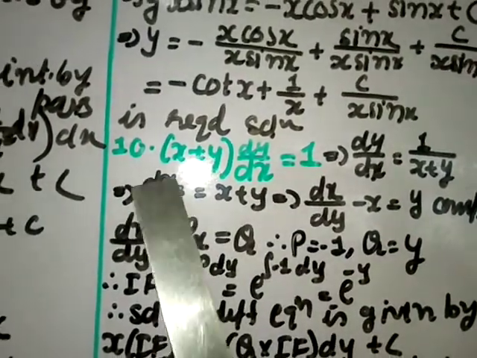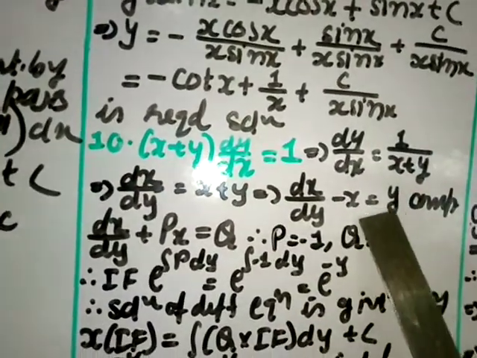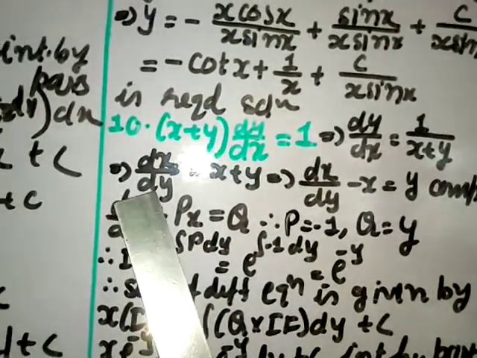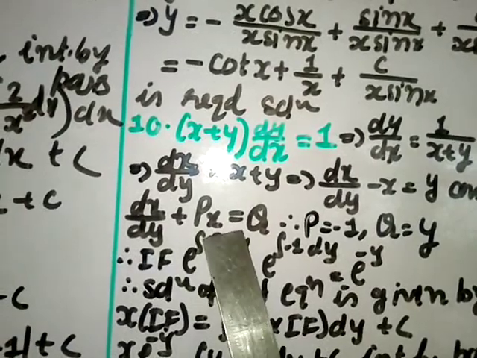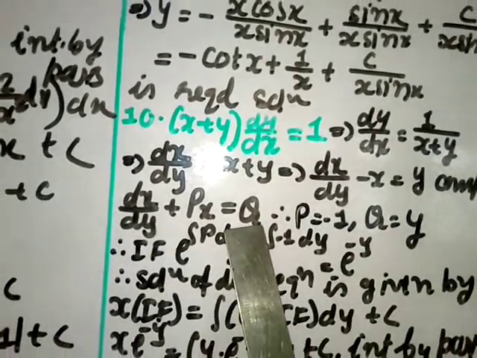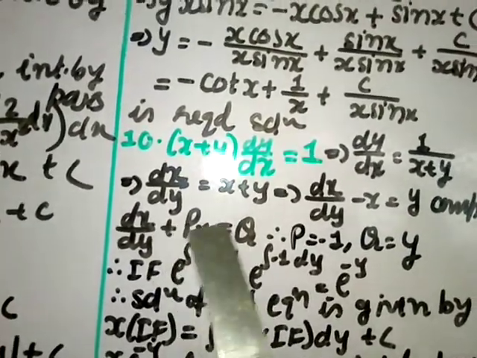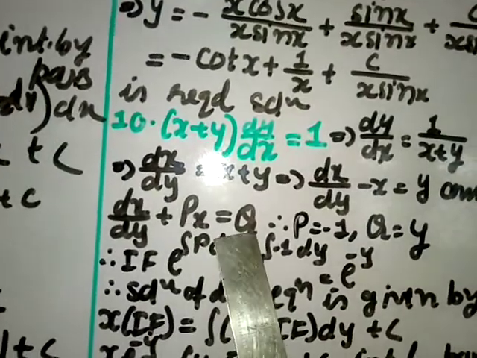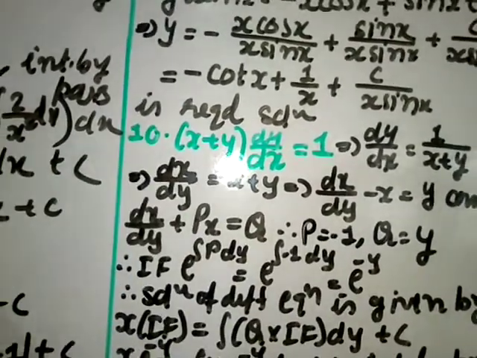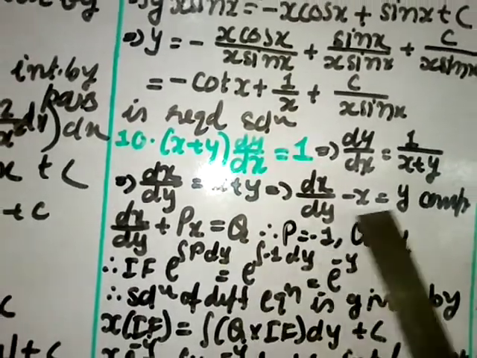Now here x is there, so you transfer this x term here, so I get dx by dy minus x is equal to y. Now this is of the form dx by dy plus Px equal to Q. We can take P1 and Q1; here I have just taken P and Q, but P and Q are either constants or functions of y. Here it is opposite to the previous one. So comparing with this, P is equal to minus 1 and Q is equal to y.